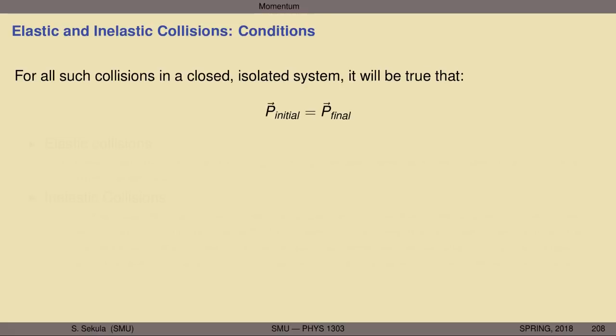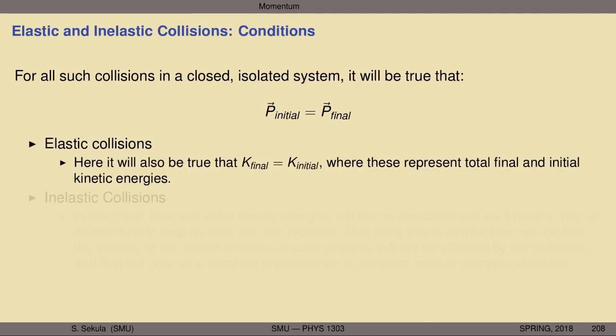collisions, all right? So I've talked about elastic collisions, one where the kinetic energy doesn't change in the system over time, and inelastic collisions, one where the kinetic energy can change in the system over time. Now for all such collisions in a closed isolated system, it will be true that the initial momentum total is equal to the final momentum total, closed and isolated system. So for elastic collisions, it will also be true that the final kinetic energy of the whole system is equal to the initial kinetic energy of the whole system. That is, the kinetic energy total of the system will never change. The sum of 1/2 mv² for all particles at any time will be the same, even if their v's are changing over time.